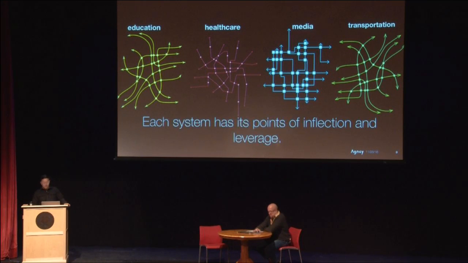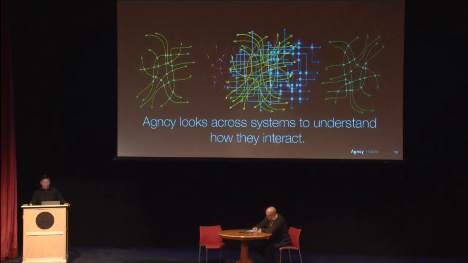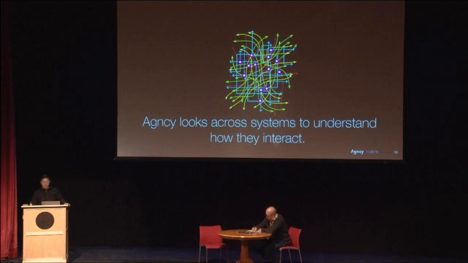In addition, each system has its points of inflection and leverage, which are unique and which can have a multiplier effect when we start to manipulate them a little bit. So our goal is to look across where all these different systems intersect and interact, and try to figure out how each system can affect the one next to it. Another way of thinking about it is that we design the problem, and we also draw the boundary around the system that we're looking at.